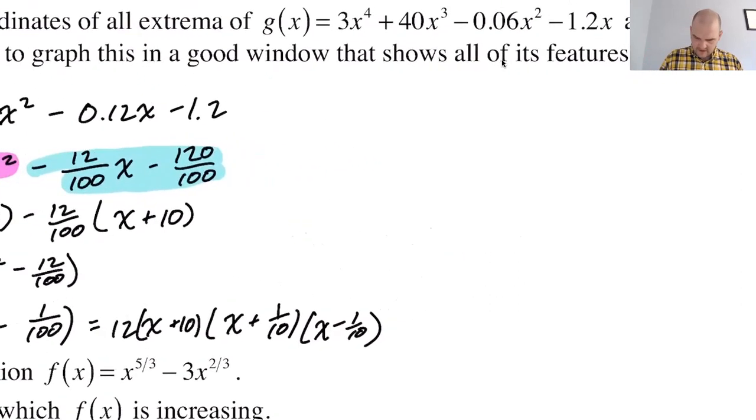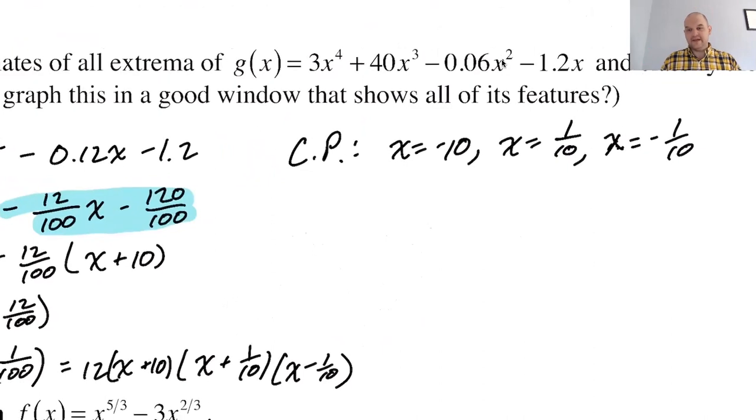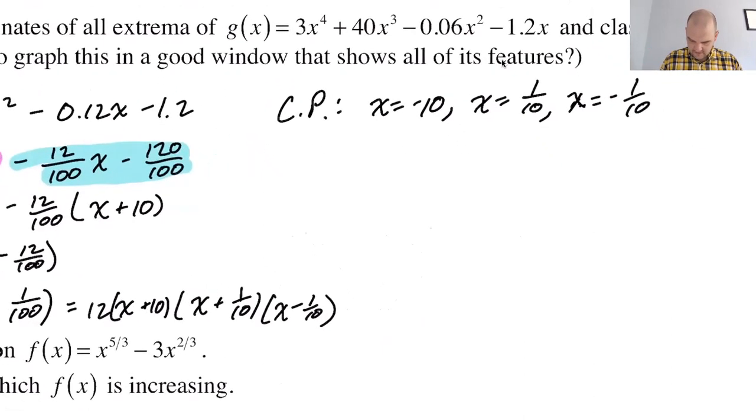All right, so critical points. Critical points: x equals -10, x equals 1/10, and x equals, what happened there? No idea, I'll just write over it. x equals -1/10. Those are my critical points. Now let's sign chart this thing.